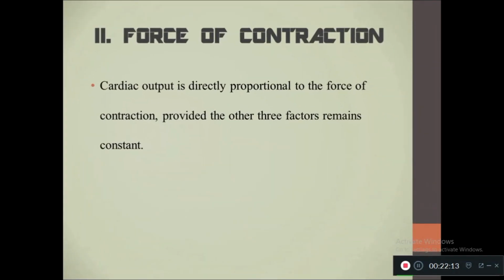The first factor we have seen is venous return. The second factor is force of contraction. Cardiac output is directly proportional to the force of contraction, provided the other three factors remain constant. So when the force of contraction of the heart muscle is more, the cardiac output is also going to be high. In this, the other three factors should remain constant.